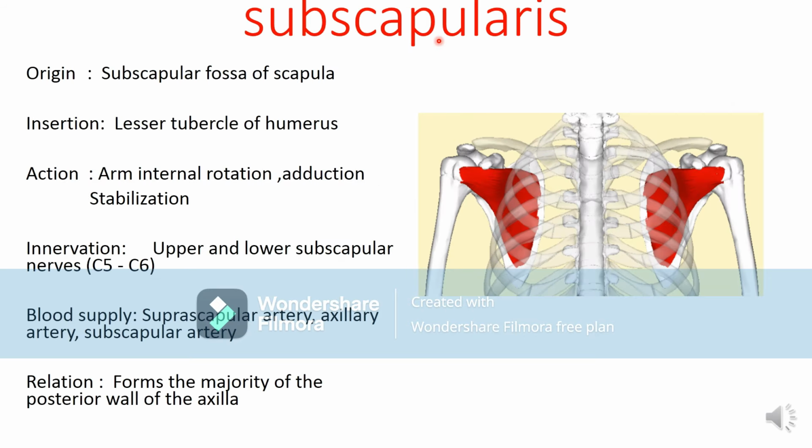Subscapularis, which is the last muscle in this group, arises from the subscapular fossa of the scapula and inserts in the lesser tubercle anteriorly. It is responsible for arm internal rotation and adduction. As with the other rotator cuff muscles, it is responsible for stability of the shoulder joint. It is supplied by the upper and lower subscapular nerves, and the blood supply comes from the suprascapular artery, axillary artery, and subscapular artery. It forms the majority of the posterior wall of the axilla.